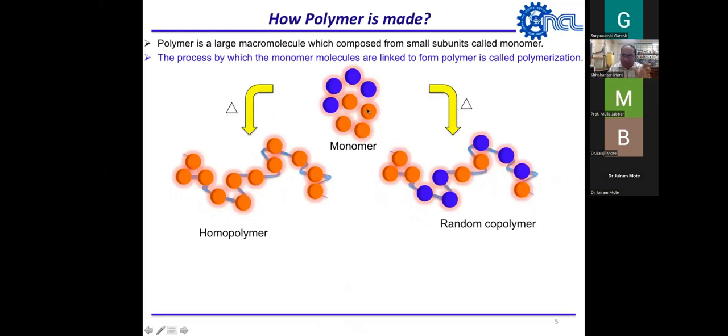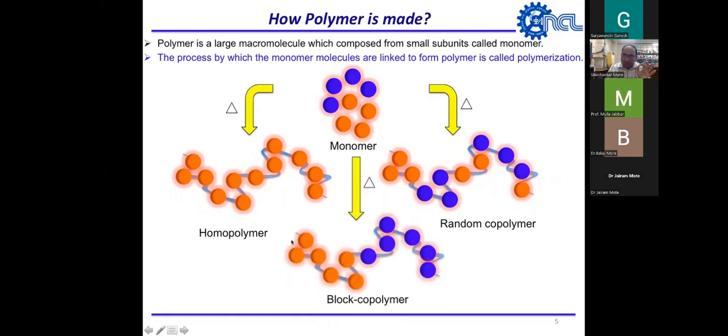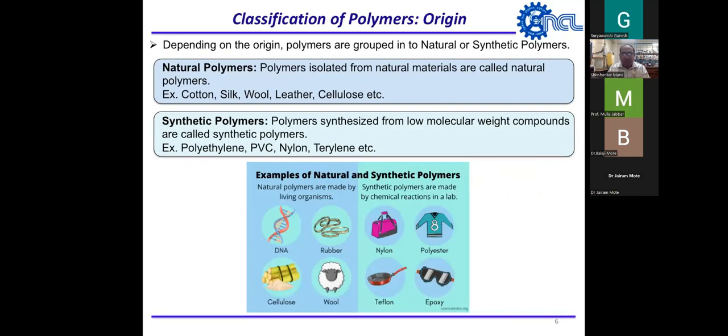And when you add both the monomers sequentially, then you will get a block copolymer. This is a perfect arrangement of the individual blocks. So these are the major polymers made by the synthetic chemist, and there are subcategories which I will go into in detail. There are various classifications of the polymers based on origin and structure. So I will go one by one.